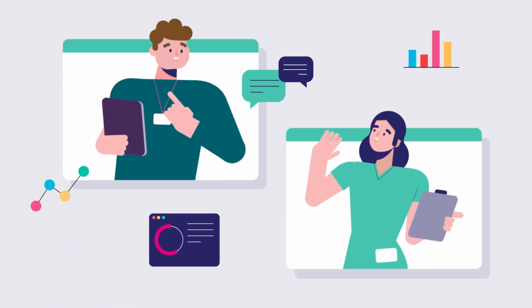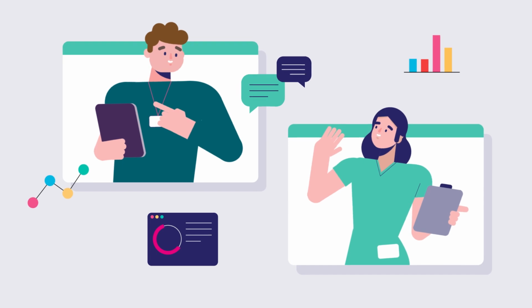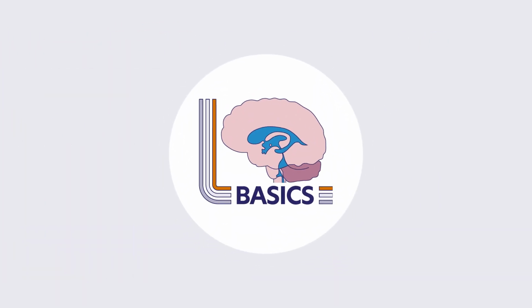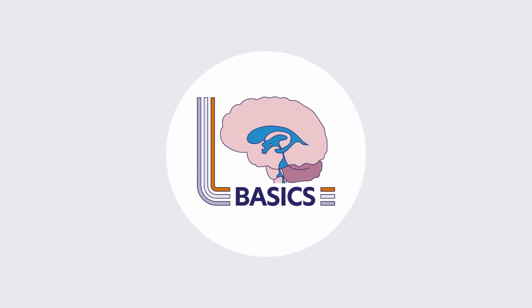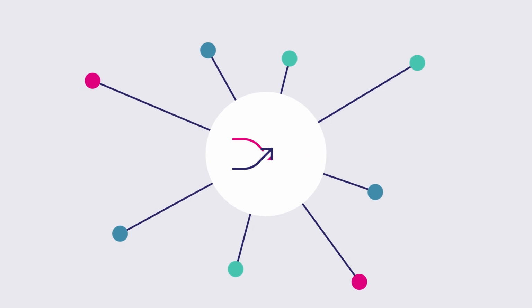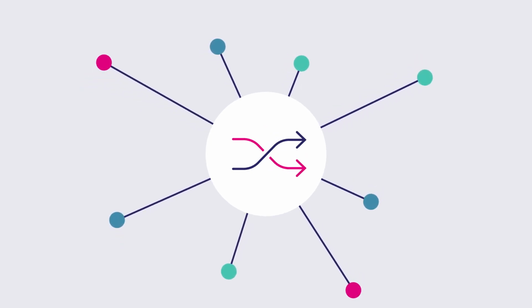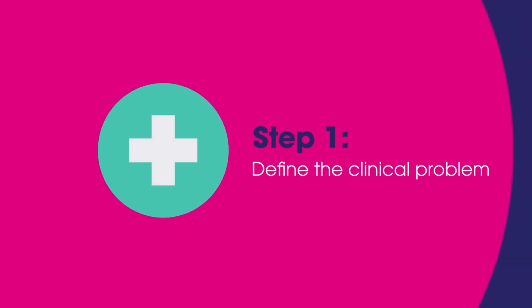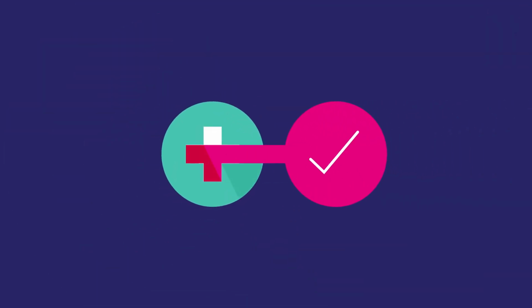We'll now explain how we work and show you some of the key parts to developing a surgical trial. We will use a study called the BASICS trial as an example. BASICS was a multi-centre neurosurgery randomised controlled trial. Step 1. Define the clinical problem. This is key to developing a good trial.